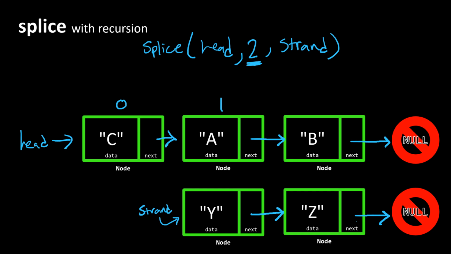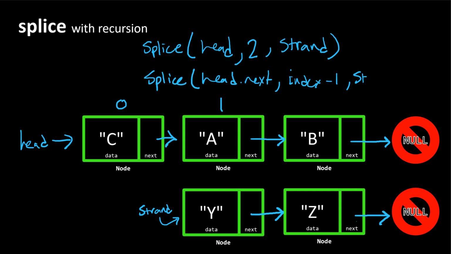We're going to look to see, hey, is this number greater than 1? And if so, and of course, if head's next is not null, then what we'll do is we will recursively call splice on head.next, right, which is the rest of the list. And we're going to take this index, which we would have just called index, and subtract 1 from it. And we're going to keep the same strand. The strand is not changing as we're moving through this recursively. The list that we'll be moving through recursively is the original list.